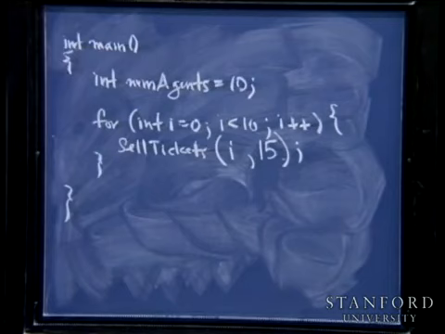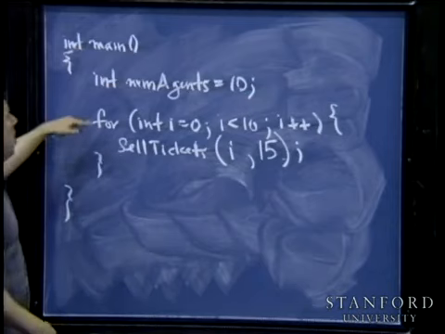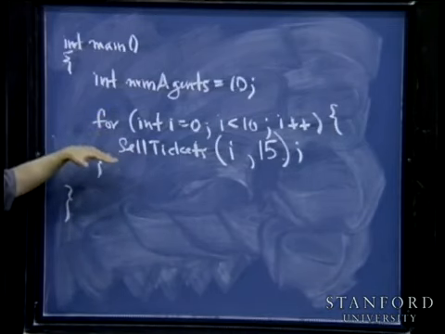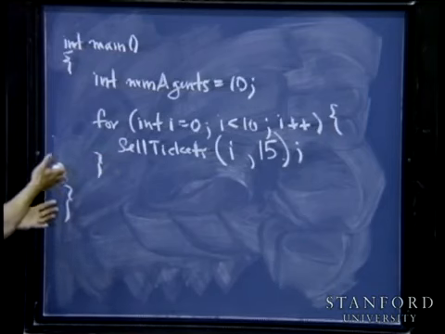The idea of sell tickets is that it's supposed to simulate the requirement that some ticket agent actually sell 15 tickets before his or her job is done. Okay? As long as these run in sequence, eventually you'll get to the point where you actually sell 150 tickets in this really rude but simple simulation. Okay?